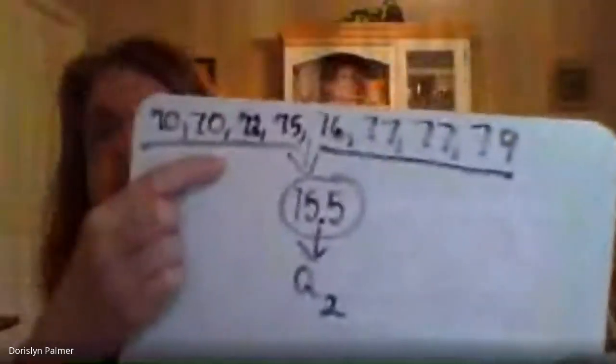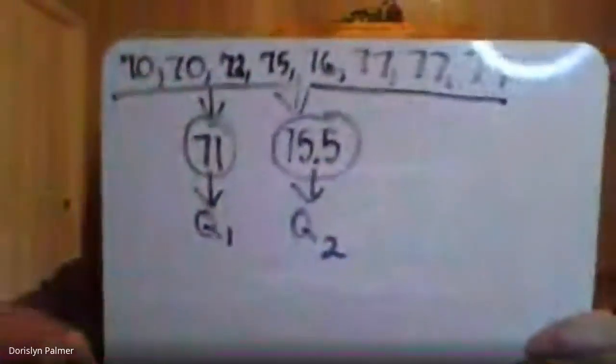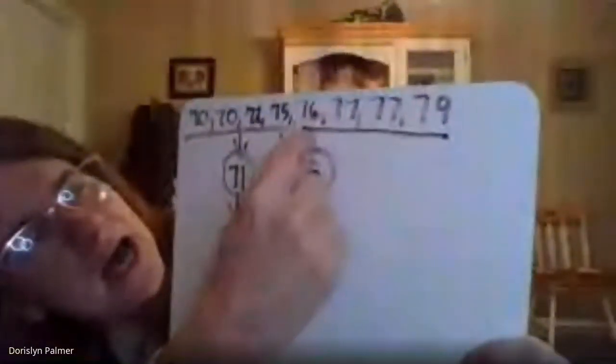70 and 72, so 71. Right, 70 and 72. So 71 comes right in the middle. So we're going to say 71 is Q1. Okay. We're going to look at the 4 numbers at the top.